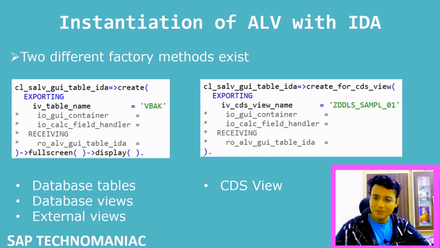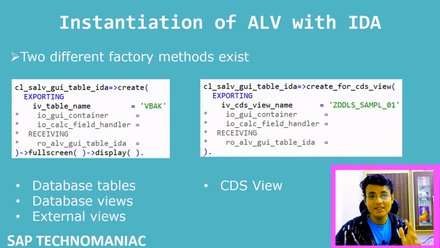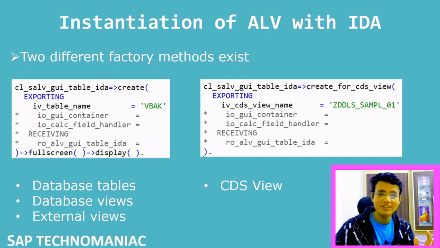So we can use database tables and database views directly using the create method, or if you want to use a CDS view to initialize the ALV IDA, you have to use another static method, create for CDS view. Both are similar things, and that is how we can initialize. We can see it in the system also, not an issue, just to give some idea of how we can initialize.